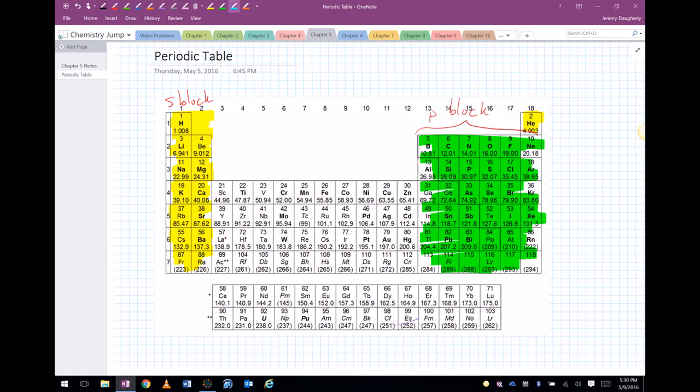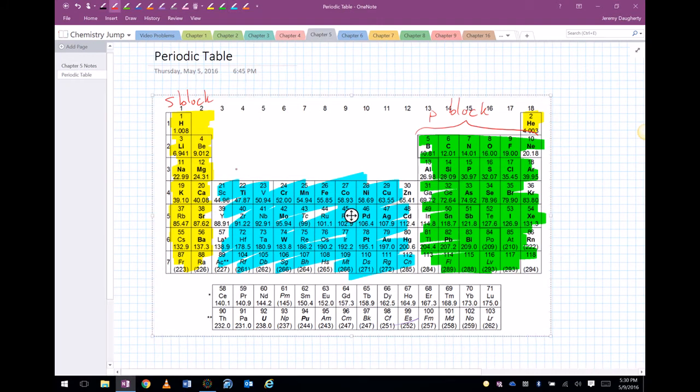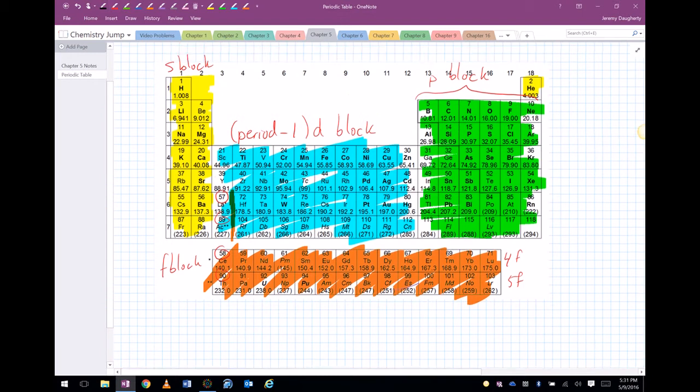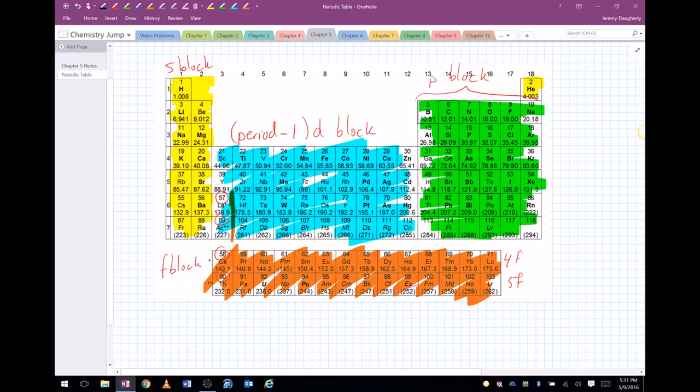All right. Groups 3 through 12. Right here. Now this has a special name. These are what are called the period-1 D block. Okay. And then finally down here we have the F block, that beautiful burnt orange color. So that is the F block, and it is the 4F and 5F. All right. Now, just to let you know, the F block actually belongs right here, and you can tell because it goes from 57 to 58. Okay. Then it goes from 89 to 90. Now, these are actually called the actinides and the lanthanides, but all right. So keep this in mind. S block, groups 1 and 2. P block, groups 13 through 18, period-1 D block, and then finally the F block.